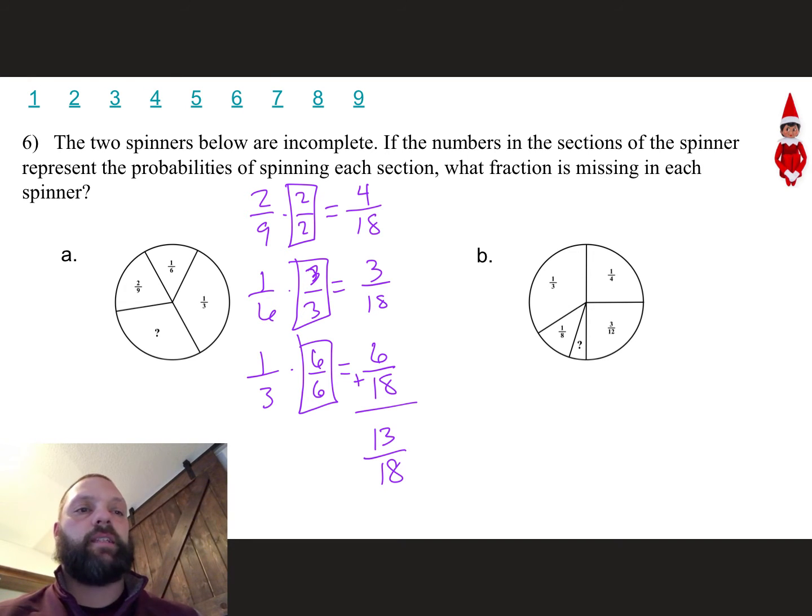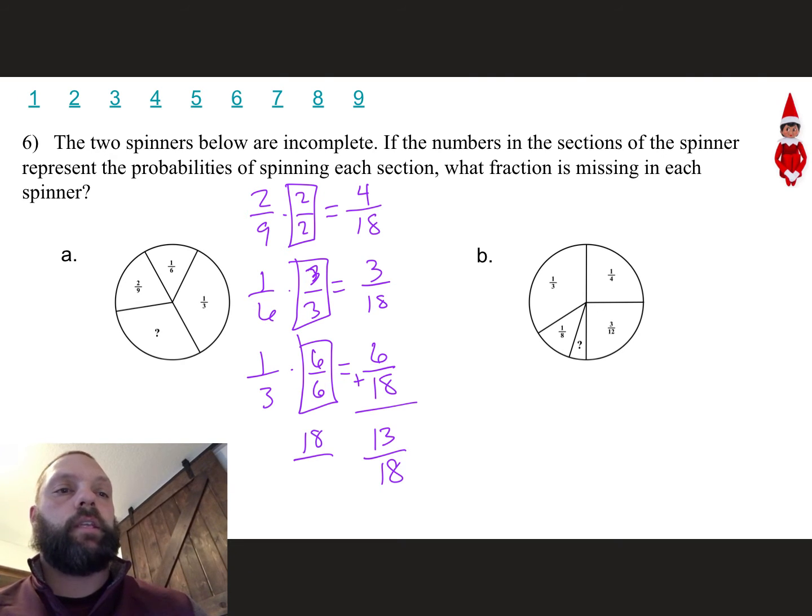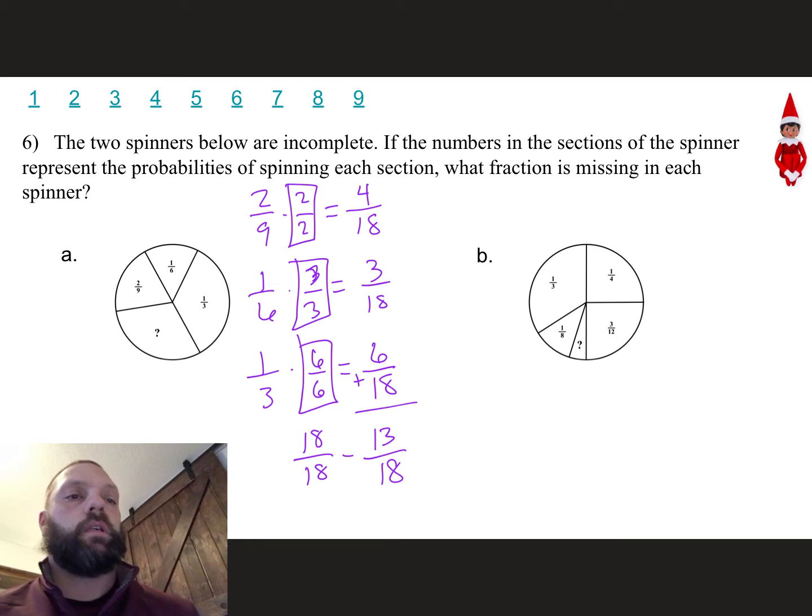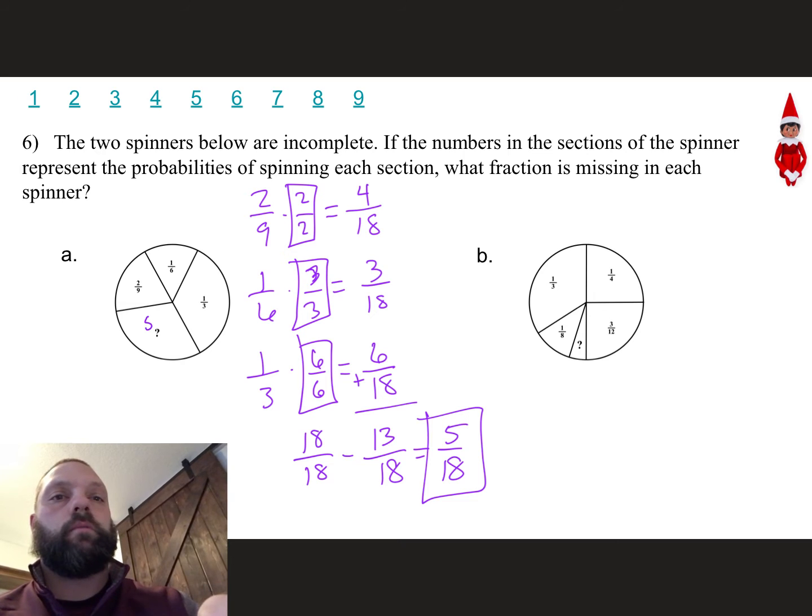13 out of 18. Now, to have 1 whole pie, we have to have 18 over 18. So when I subtract 13 from 18 over 18, I'm going to get 5 over 18. That is my missing part, which is going to be right there. Okay?